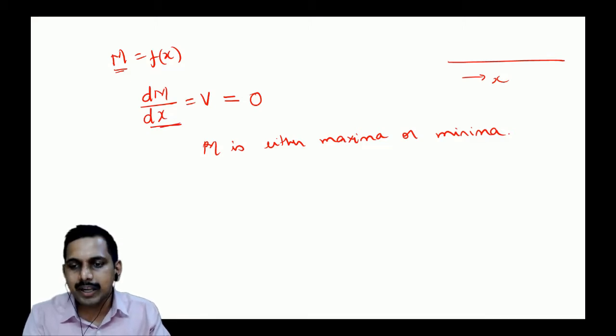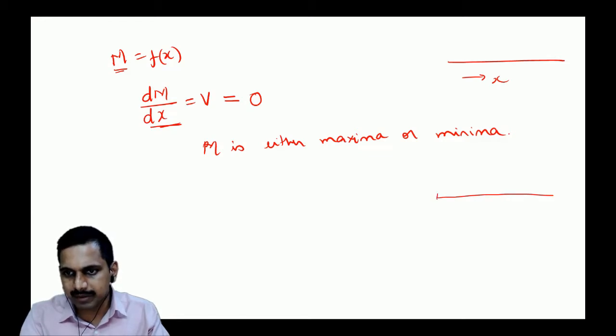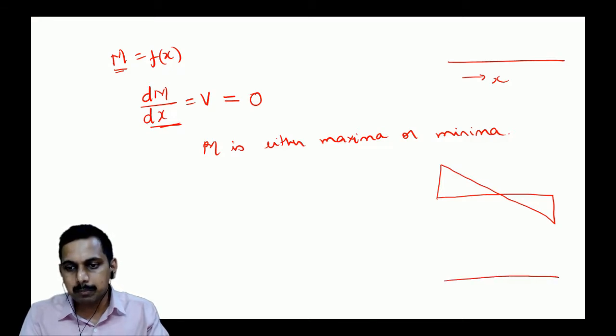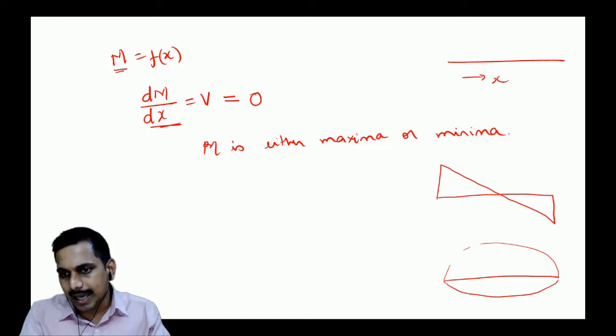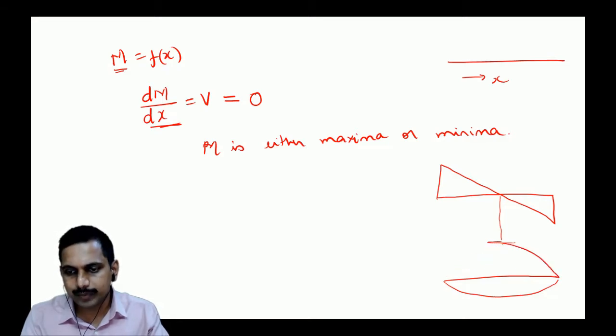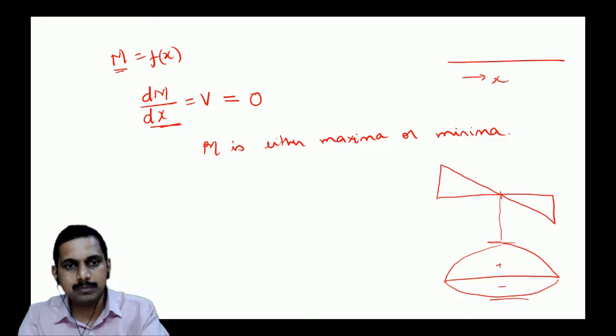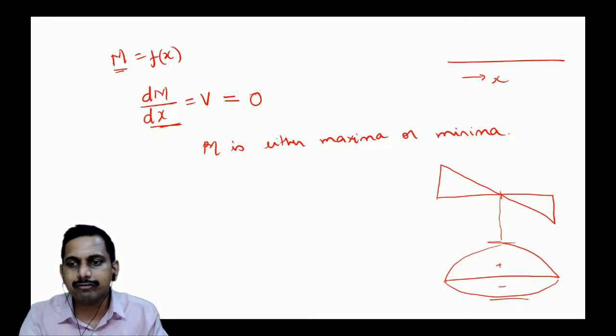What is happening when dM/dx is equal to 0? If I have a shear force diagram that goes like this, then what is the bending moment diagram? The bending moment diagram can be either this or this, where at this point it is the maximum. The slope there is going to be 0. Very, very important, students. So this would be the bending moment, either positive or negative, one of the two. Wherever the shear force diagram goes to 0, dM/dx becomes equal to 0 at V equal to 0.